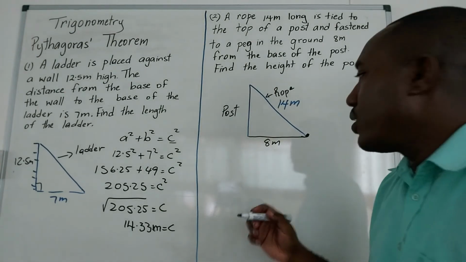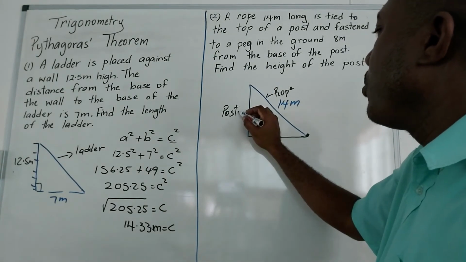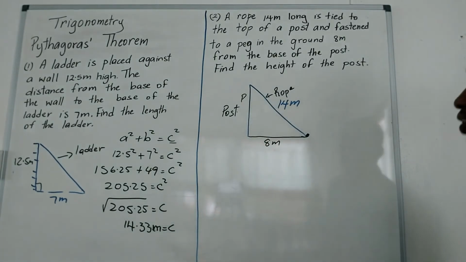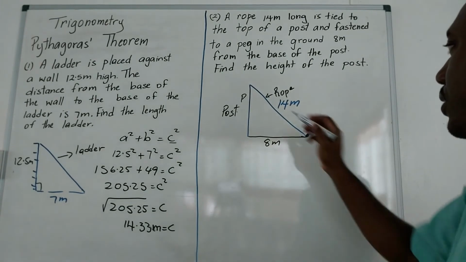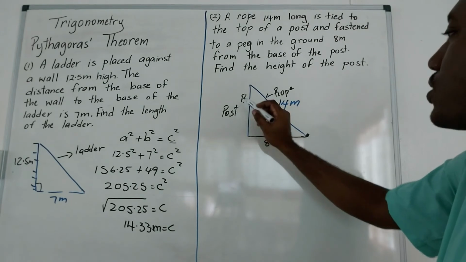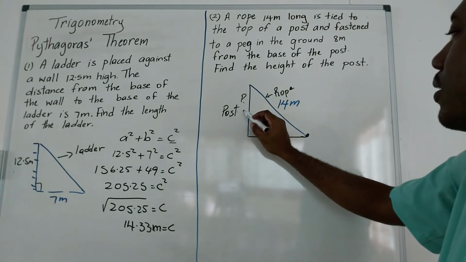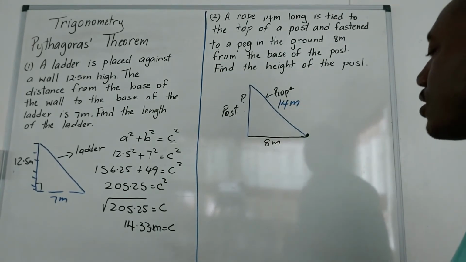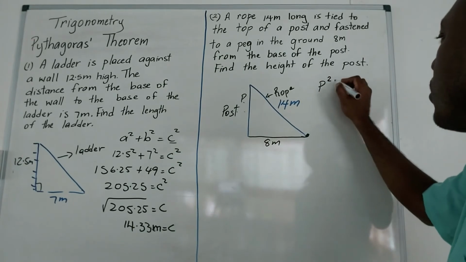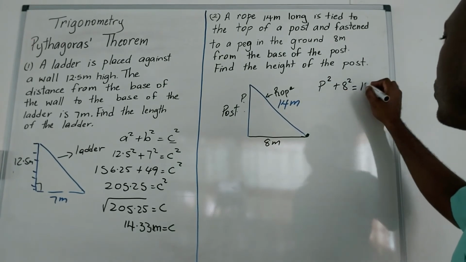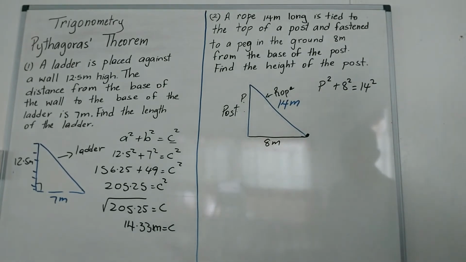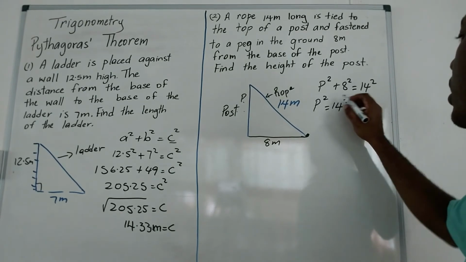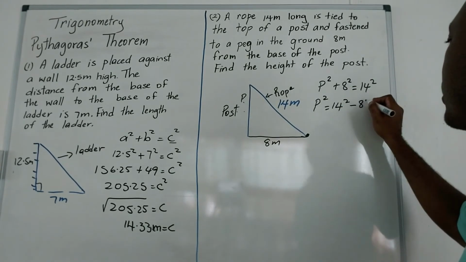Let's assign a value to this post. Let's call the post P. This side is P, so we want to find the length of the post. Using Pythagoras' Theorem, the square of P plus the square of 8 is equal to the square of 14. So P squared plus 8 squared is equal to 14 squared. So P squared is equal to 14 squared minus 8 squared.